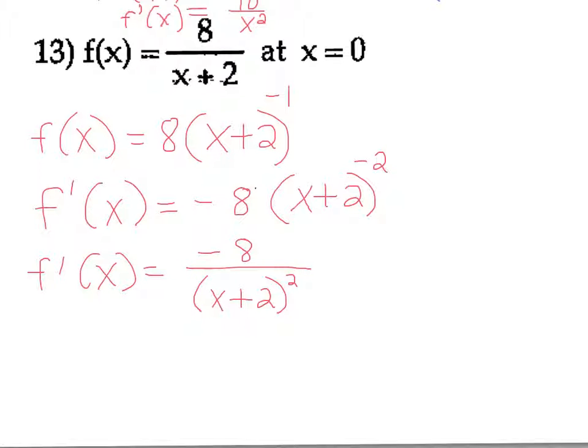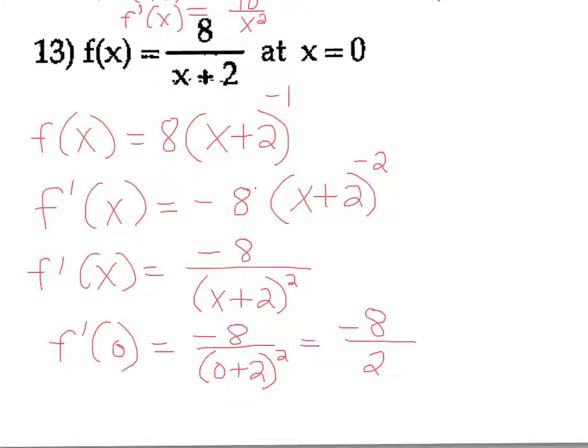Now I need to find the derivative at the point x equals 0. So f prime of 0 is negative 8 over parentheses 0 plus 2 quantity squared, which is negative 8 over 2 squared, and that is 4, isn't it? So the answer here is negative 2. So what you're getting with this is every time you get the derivative at a given point, you're finding the tangent line that touches that graph, that function at that point. That's what that is. Okay?